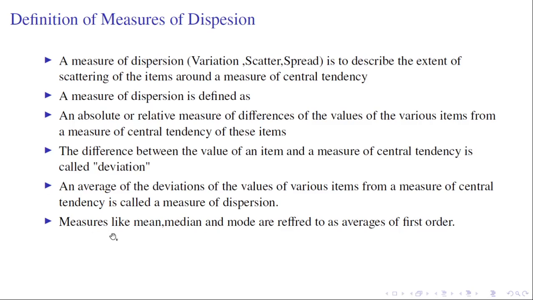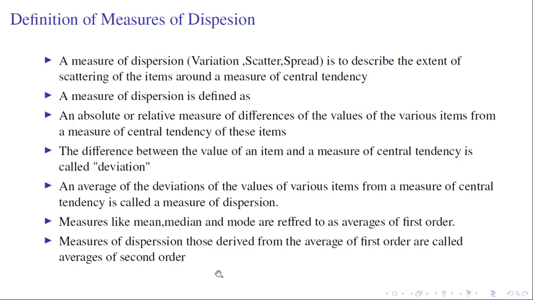Measures like mean, median and mode are referred to as averages of first order. These are the measures of central tendency. Measures of dispersion are derived from the averages of first order. To calculate measures of dispersion, we use averages of first order. So the measures of dispersion are averages of second order.